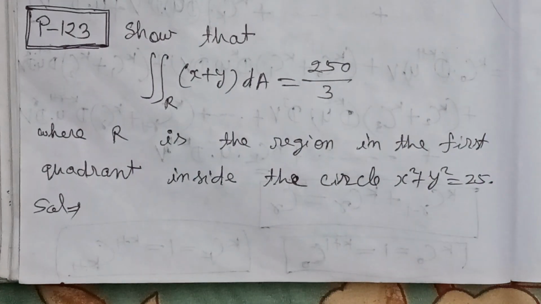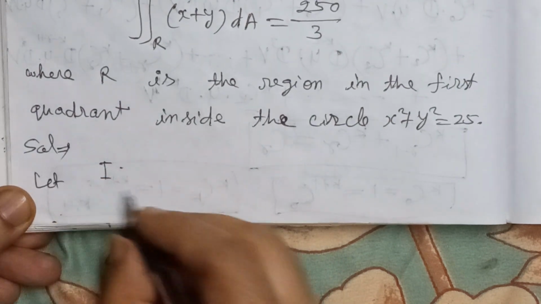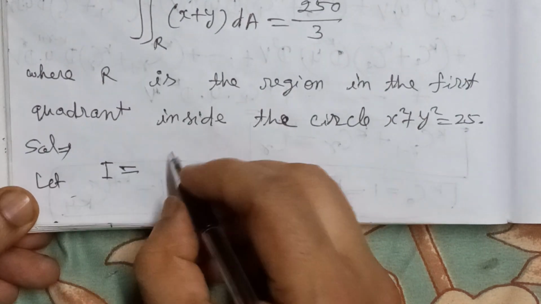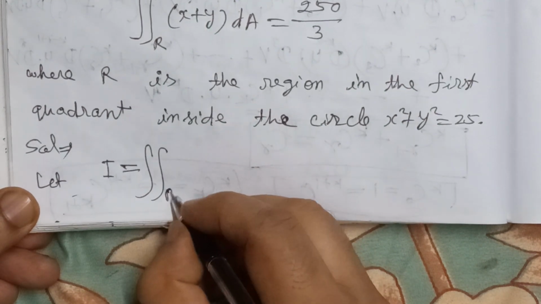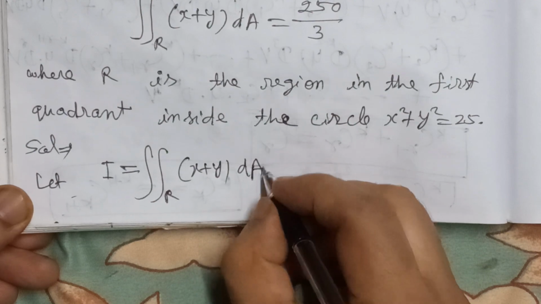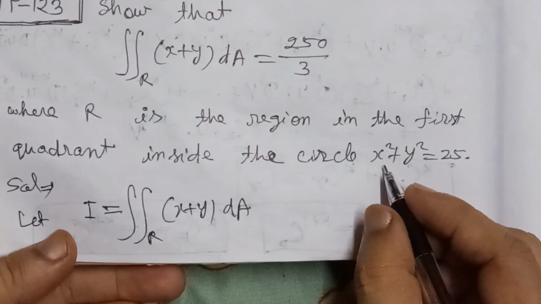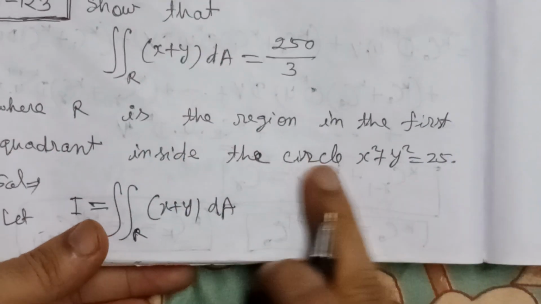I denote this integral with I. Therefore, let I is equal to double integration over R of (x plus y) dA. We have to prove this value is equal to this. Here R is a circle in first quadrant.